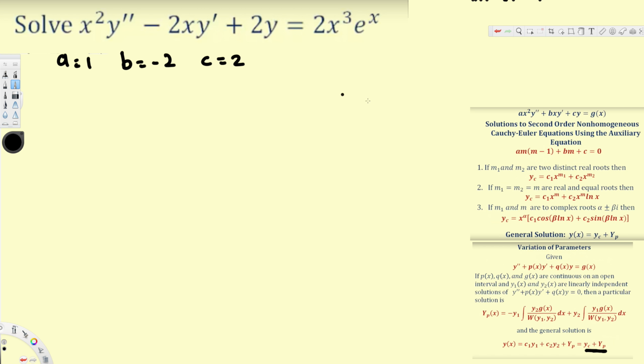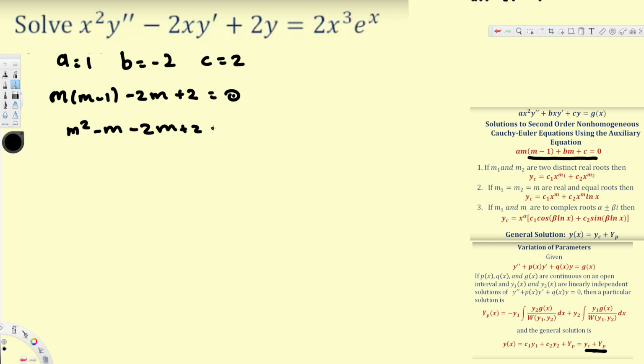After that we arrange this into the auxiliary equation like this: a times m times m minus 1, so this is going to be 1 times m times m minus 1, plus bm, where b is negative 2, so negative 2m, plus c, which is 2, equal to 0. If you multiply this out you will get m squared minus m minus 2m plus 2 equal to 0. From this we can see that m squared minus 3m plus 2 is equal to 0.